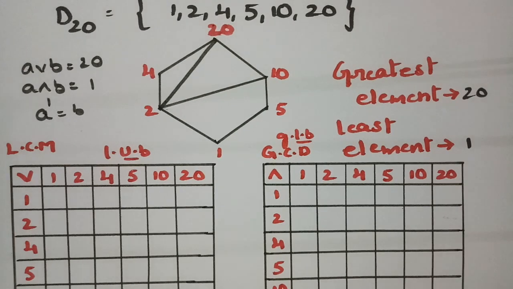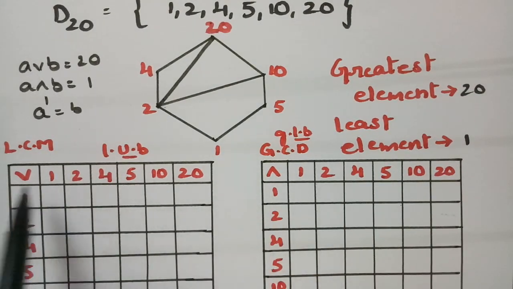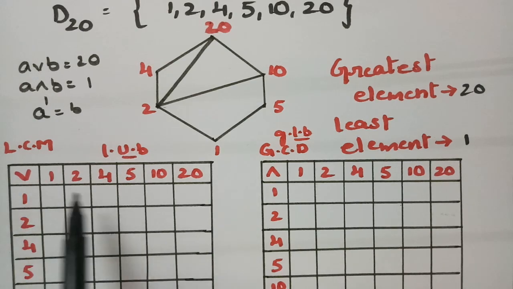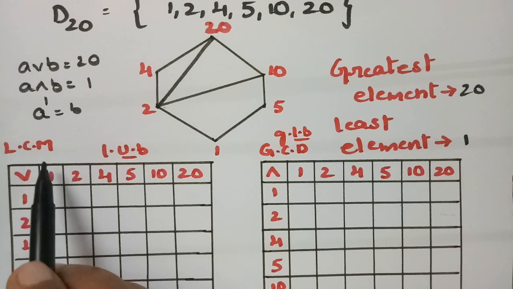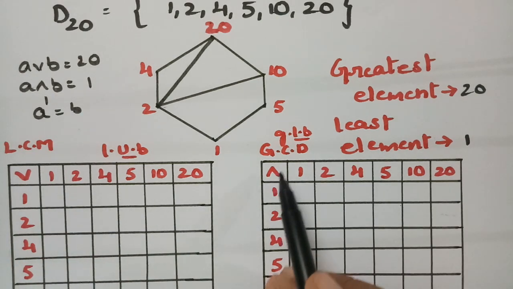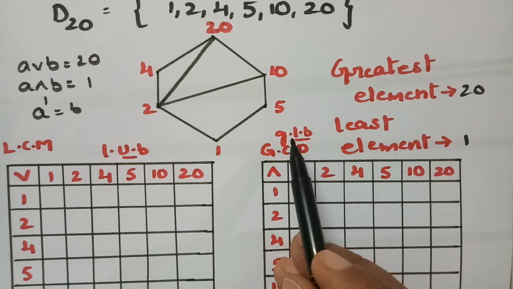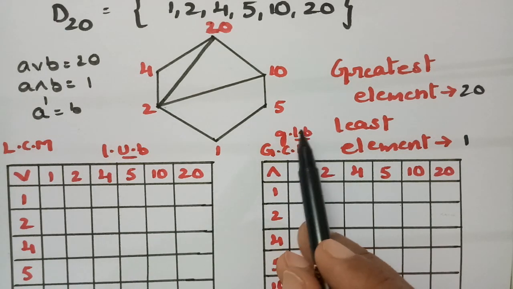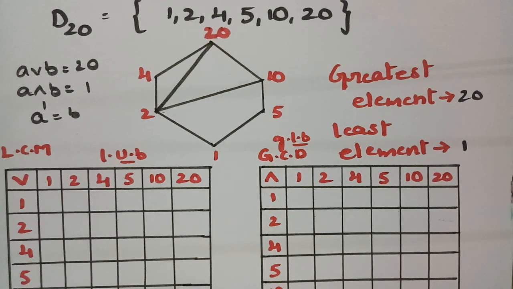So let's get started. Here is the join and here is the meet. As these are numerals, for join we can take the LCM, the least common multiple. And for meet, it is the GCD, the greatest common divisor, or the greatest lower bound from the Hasse diagram. Join is the least upper bound from the Hasse diagram. So let's find this for each and every element.